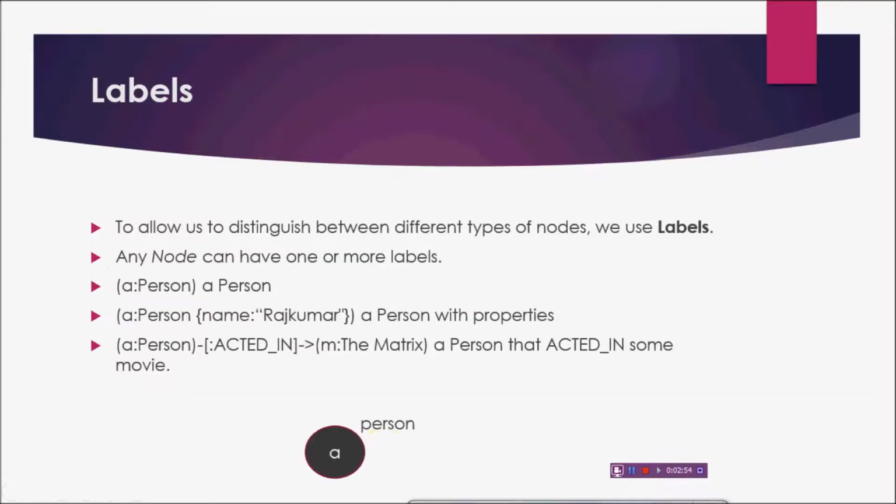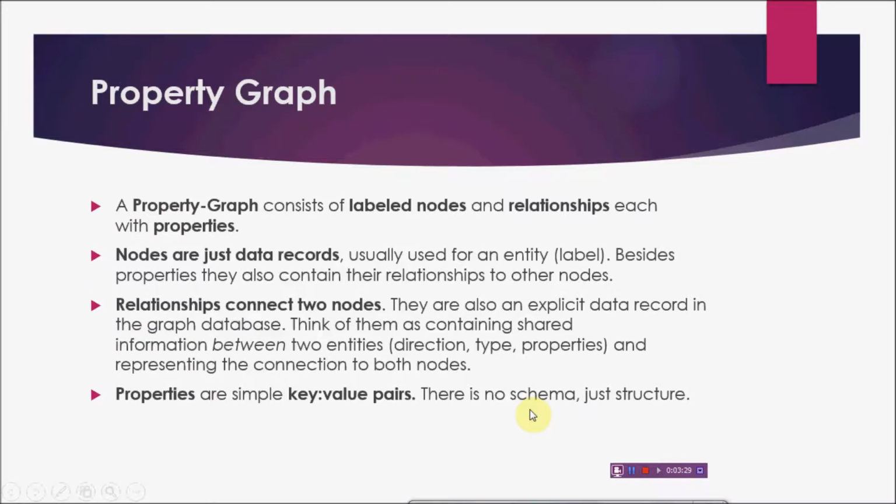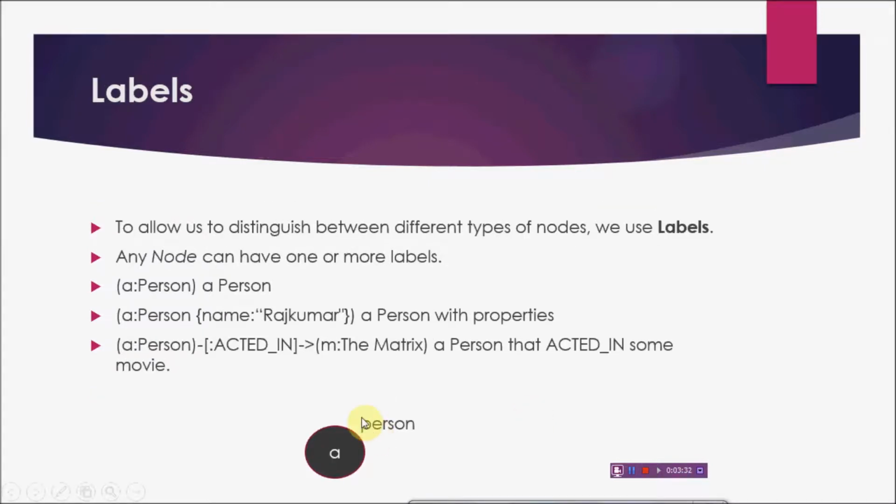Labels. A graph database contains many nodes, so we have to distinguish one node from another. Some nodes may represent a person, some may represent a movie, and some other properties. So we give a label to the nodes so that we can extract them. Labels allow us to distinguish between different types of nodes. Any node can have more than one label. For example, node A, an actor, is a person, with properties such as name, and we specify the label on top of the node.